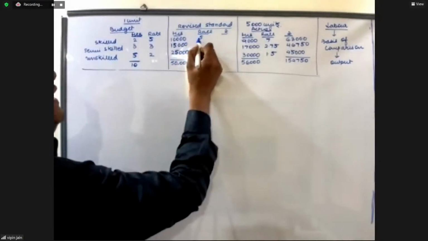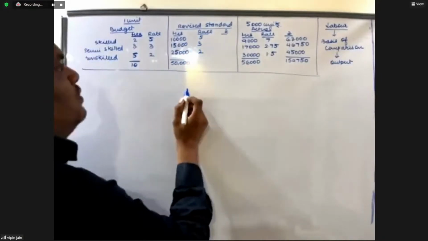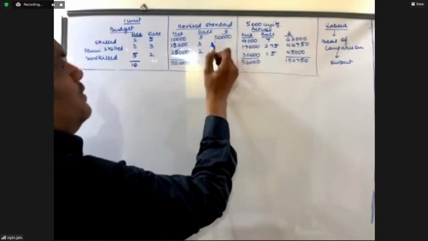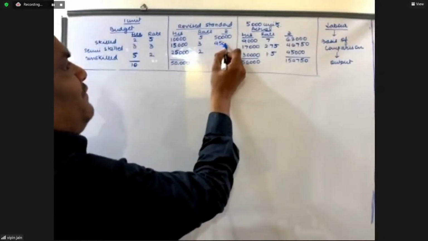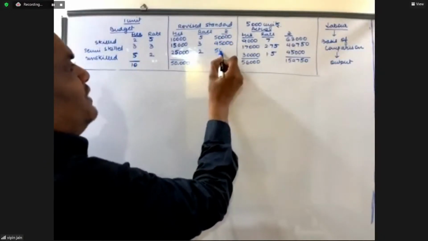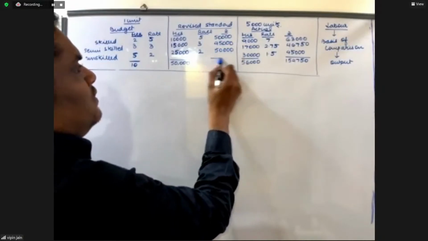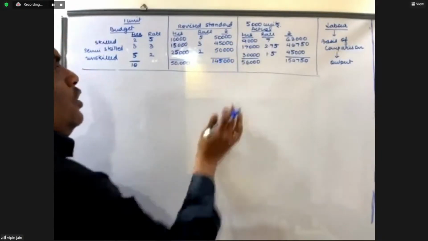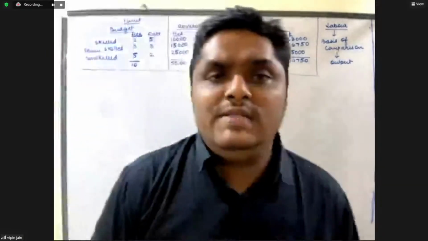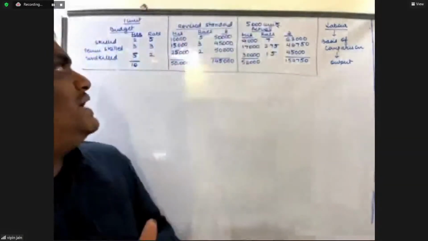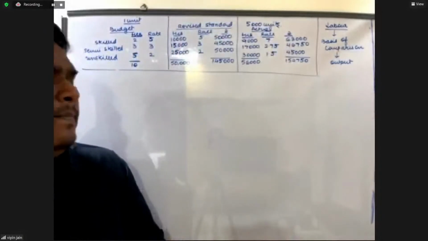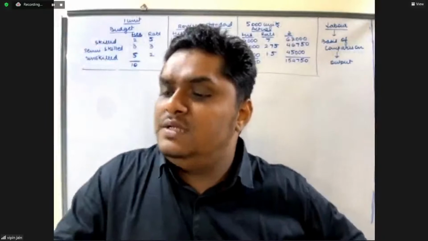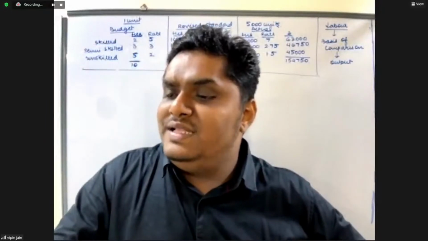And the rate is 5, 3 and 2. So total 50,000 rupees, 45,000 rupees and 50,000 should be the cost. Total will be 1,45,000. So to manufacture 5,000 units, we should have used 10,000 hours of skilled labor, 15,000 hours of semi-skilled labor and 25,000 hours for unskilled labor.